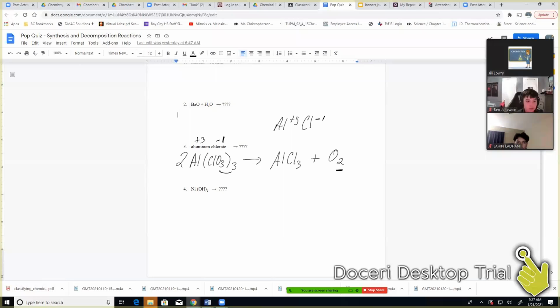So now I have 2 aluminum. So I'm going to put my 2 in front of here. That changed my chlorine. 3 times 2 is 6. But I'm still good because my chlorine is here. I have 3 times 2 is 6. So now how many oxygen do I have? 3 times 3 is 9, times 2 is 18. So I need a 9 in front of here.